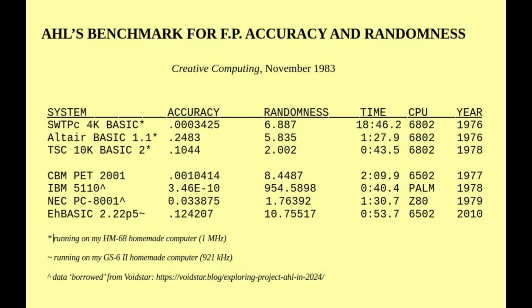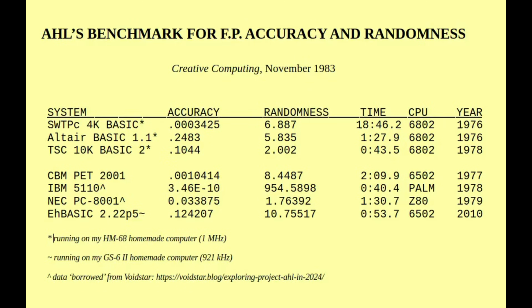As you can see here on the chart, there are a number of comparisons to be made. I ran this on my own machines using the Southwest Technical 4K and MITS Altair 1.1, Technical Systems Consultants 10K BASIC, which was cassette-based. This is not the one that appears with Flex. And at the bottom, I used Enhanced BASIC, what I like to call A BASIC, and ran that on my GS6, a 6502 machine that I built this summer.